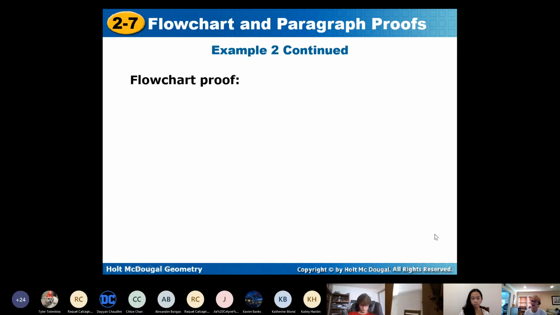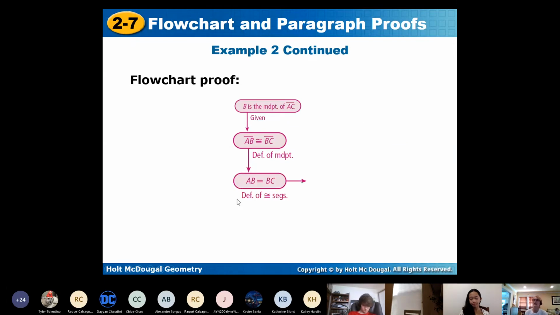If it was our first time seeing it, I would have taken a little longer. But here's how the flowchart works. Start with what you were given, you write given. Next, we said that the sides were congruent. From there, we can say the measurements are equal. And now, from there, we're going to say the segment addition postulate over here.